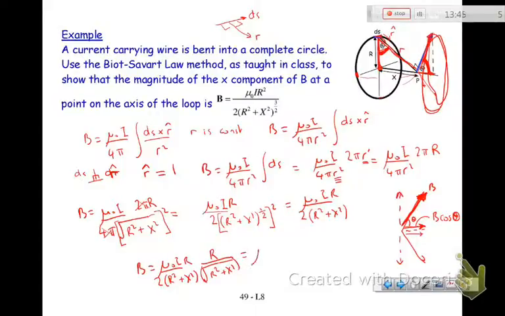Now I see it. Mu naught I, those two R's make R squared over 2, R squared plus X squared to the 3 over 2. And there we have it.